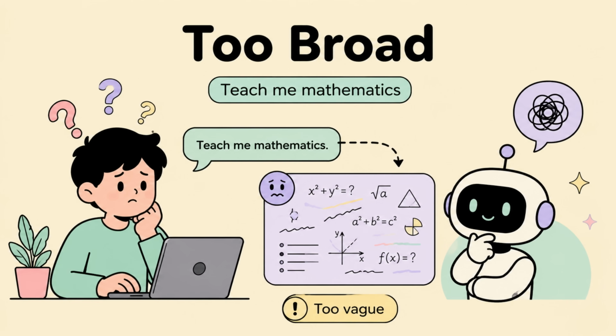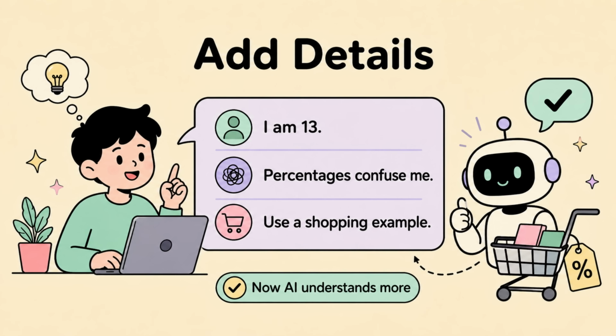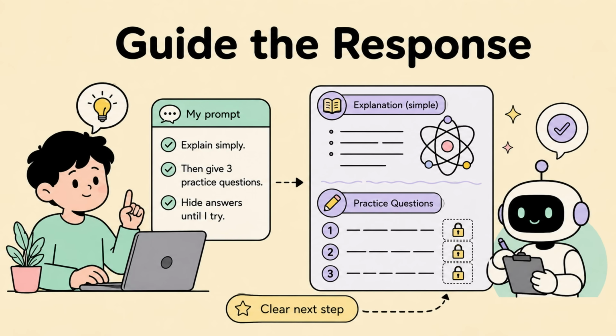A student might begin with "teach me mathematics," but that is too broad. So we make it clearer: "explain percentages to me." But the AI still does not know the student's age, learning level, or where they are struggling. Now, let us add that information. "I am a 13-year-old student and I find percentages confusing. Explain them in simple language using a shopping example." Then add what should happen next. "After the explanation, give me three practice questions. Do not show the answers until I try them."